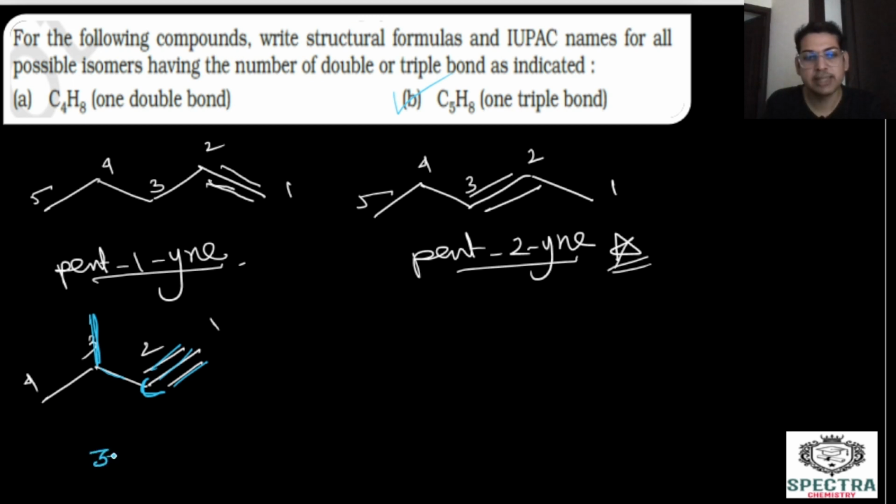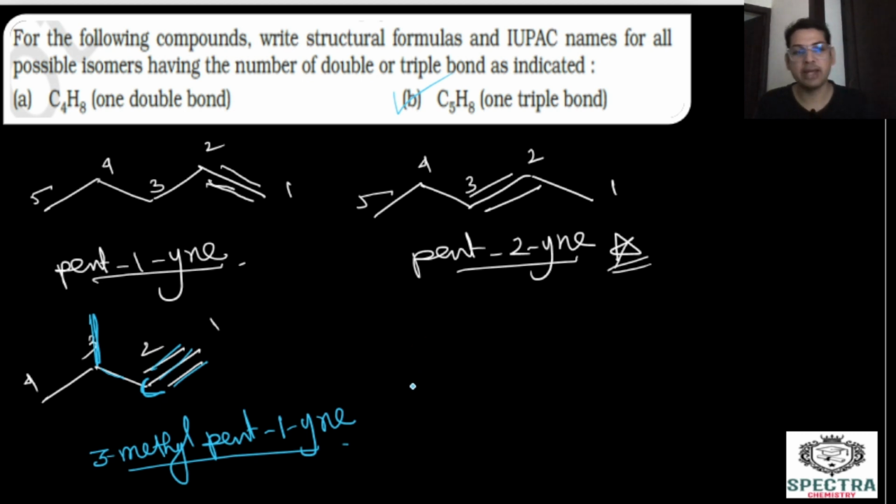So the name of this is 3-methylpent-1-yne. Then any other thing I can do? No other thing you can do. You try anything else you want to try. 4 carbon with a methyl here, like this you want to try. This is the same as the first one. You cannot do it. Then sir, any other thing I can try? Sir, suppose I want a triple bond here and a methyl group here. This is also the same as pent-2-yne. So no other thing you can do. So these 3 are the possible structures.